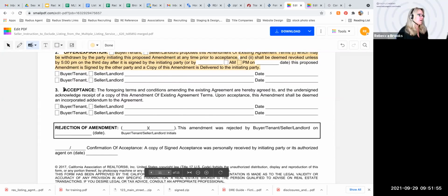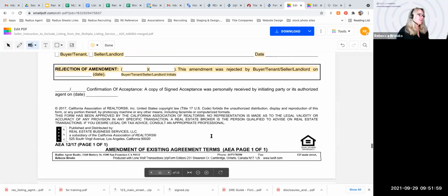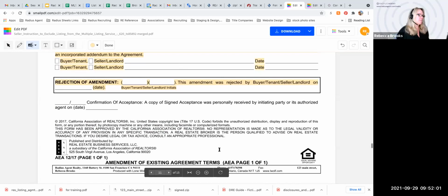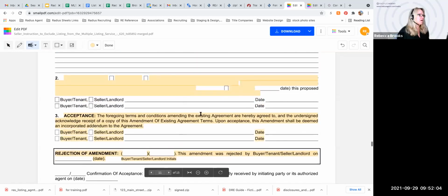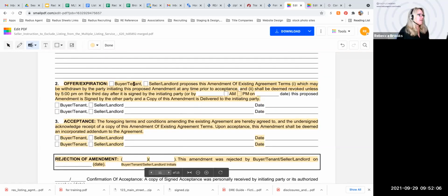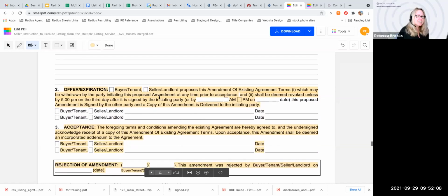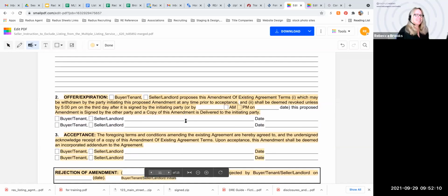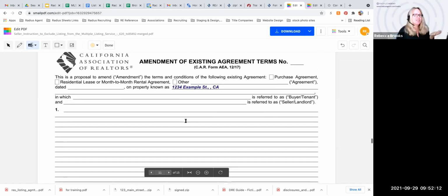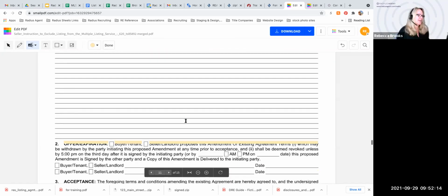Well, you don't want to give them the right to amend it. And then this is where the other party would accept it or reject it. If you want to use an amendment, that's great. Just understand that if the other party doesn't agree, then they don't sign it, then it's not fully executed and it's not part of your contract.